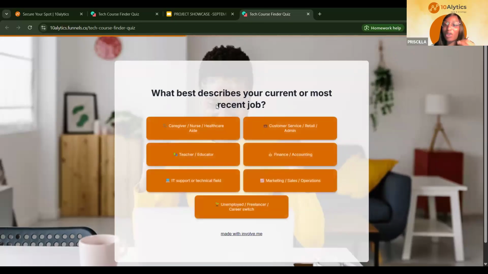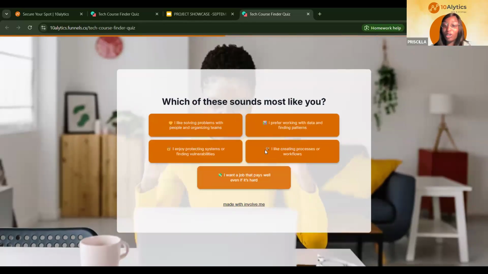Now it would ask what best describes your current or most recent job, right? So you get to pick that as well. And then it gets to the next question. Which of these sounds most like you? Do you prefer working with data and finding patterns? Do you prefer solving problems with people and organizing teams? Do you love protecting systems or finding vulnerabilities? Do you love creating processes or workflow? Or you just want a job that pays well, even if it is hard? You don't mind the technicality, you just want something that will pay you. So just pick which of the options resonate with you.